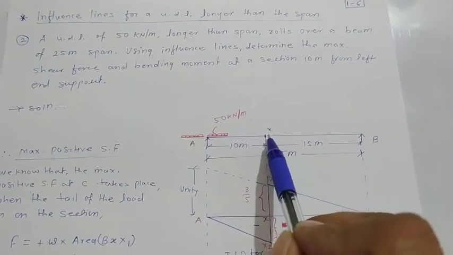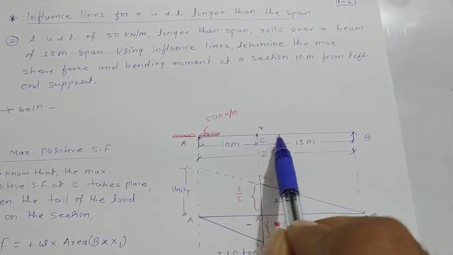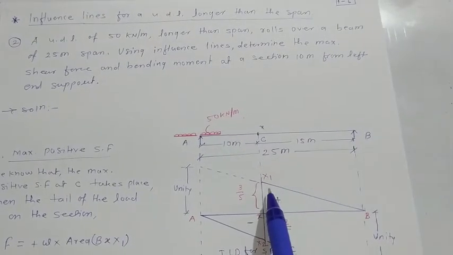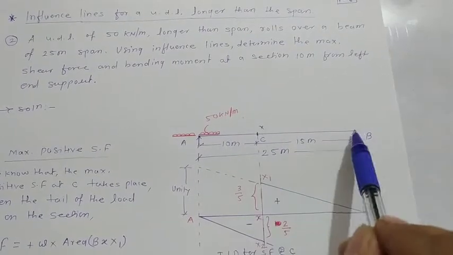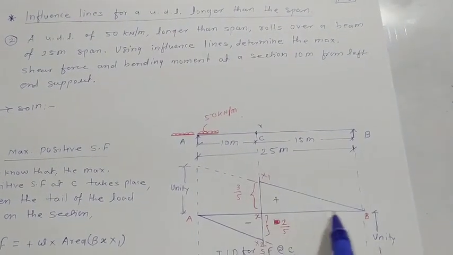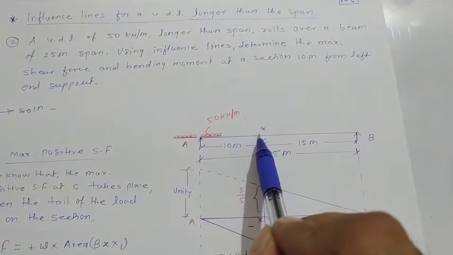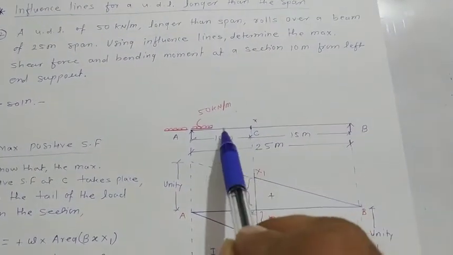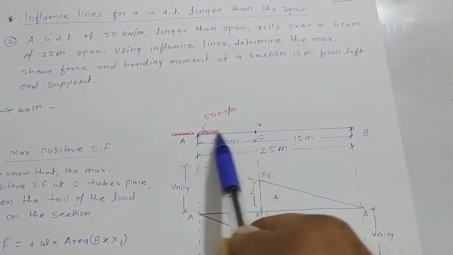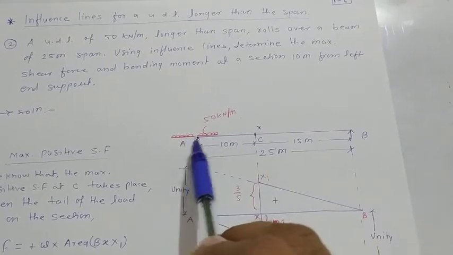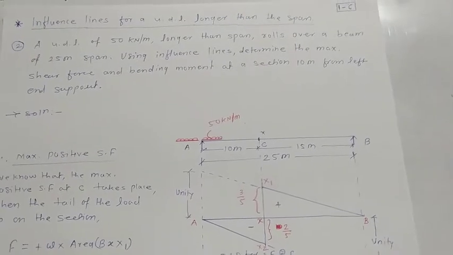Suppose I place the tail of UDL on section C. See, whole portion will be covered by the UDL. UDL will act from C to B, whole portion. So whole positive portion is covered by the UDL. If I place the head of UDL on point C, this portion will be covered by the UDL. A to C means whole negative portion covered by the UDL.